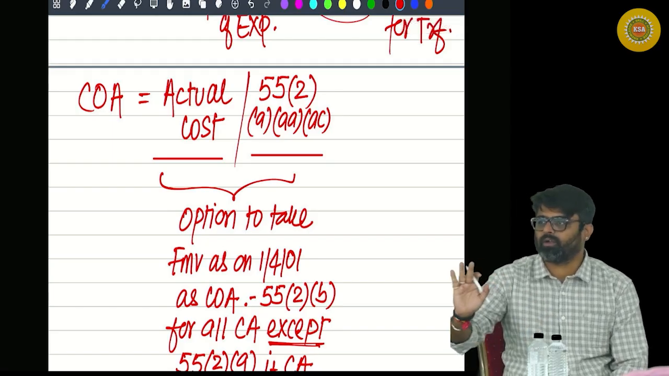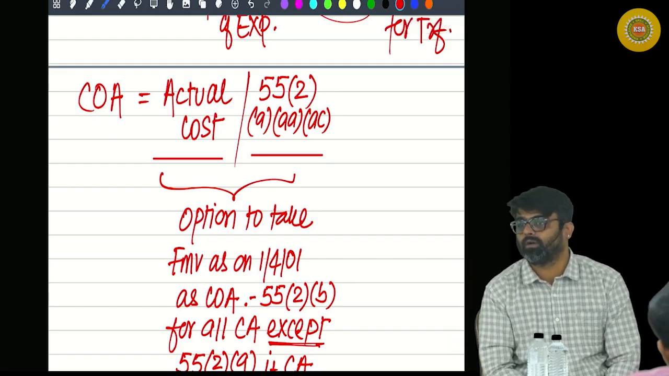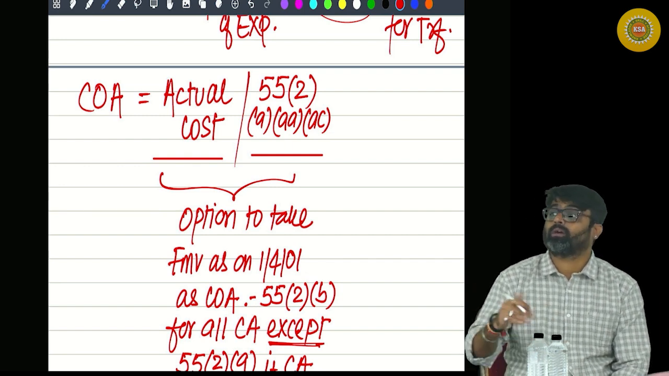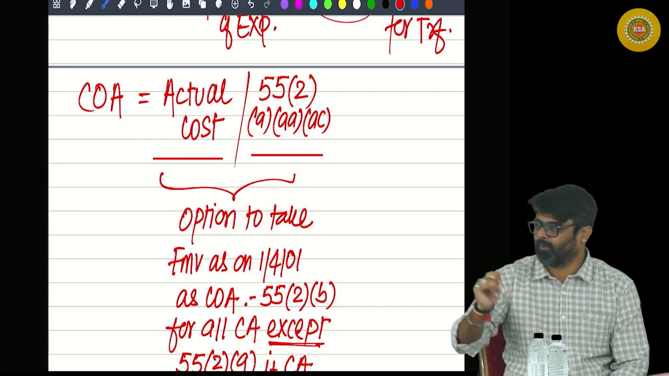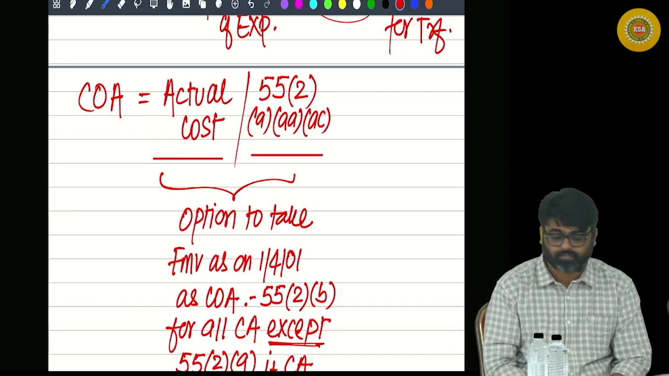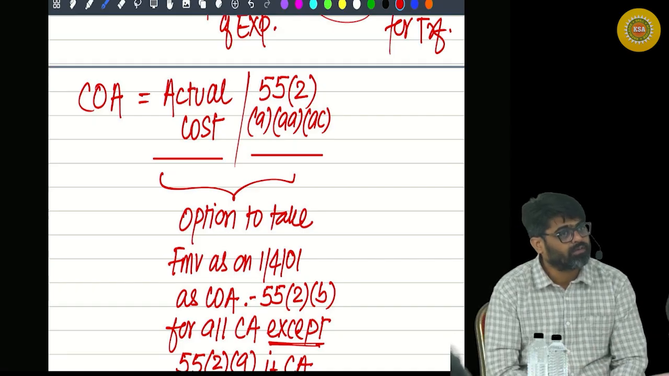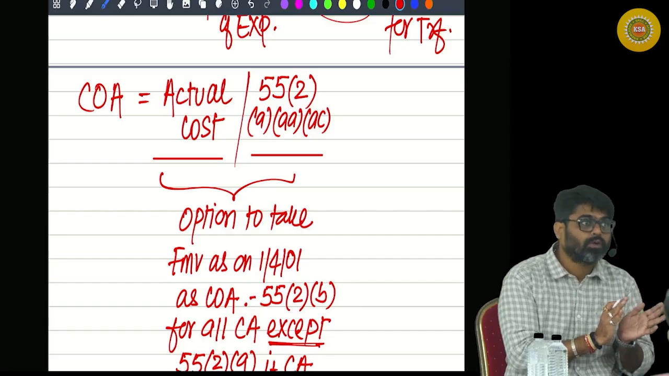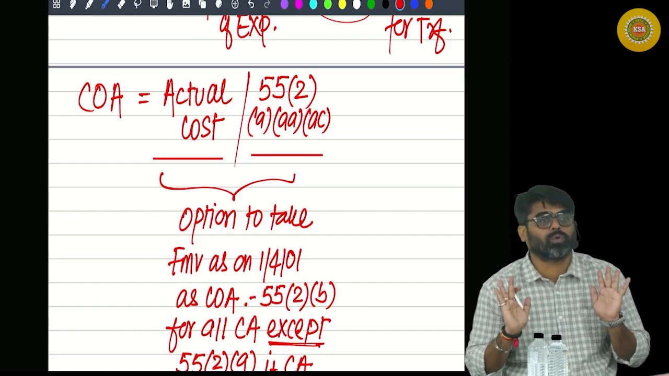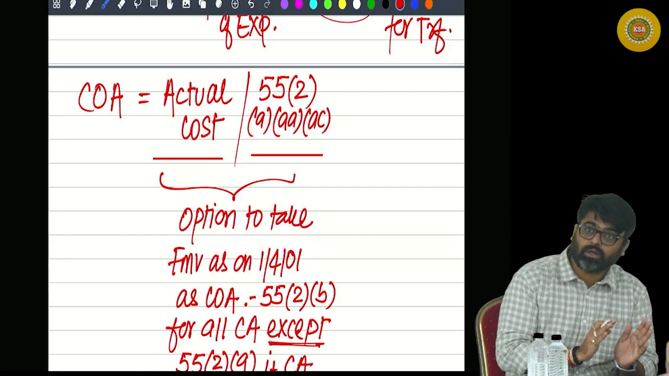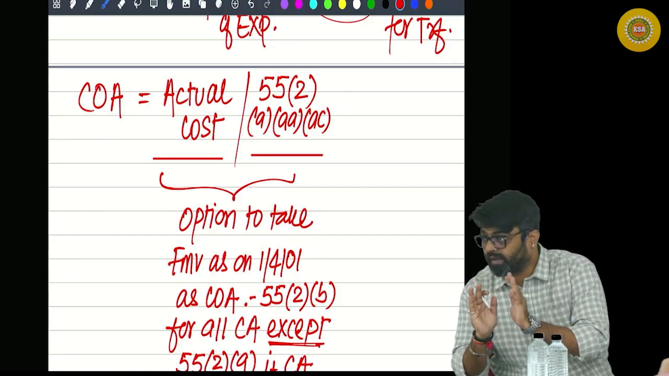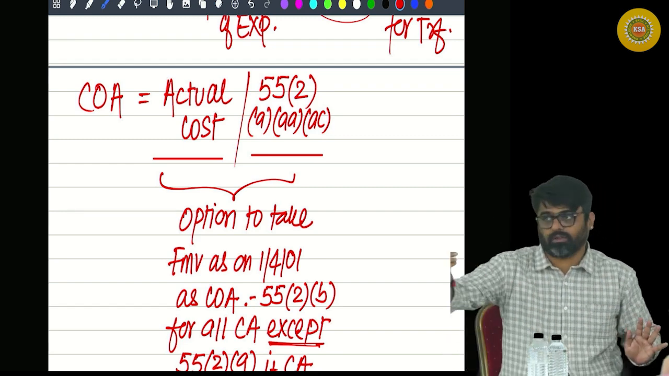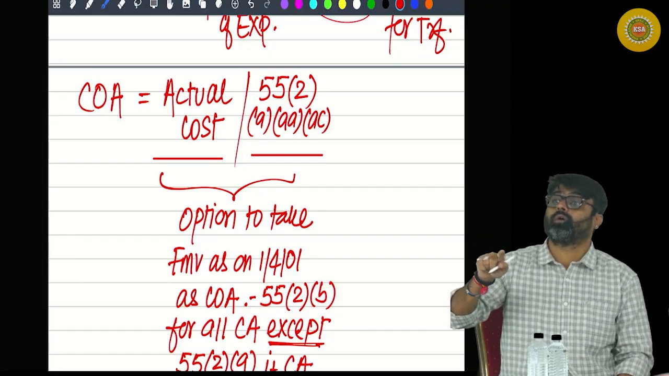What did I say? What will you take as cost? For some assets, 55 to A, intangibles. For some assets, 55 to double A, shares, etc. For some assets, 55 to AC, listed equity shares. For all other assets? So whether you are taking actual cost or cost as per 55 to, this will be your cost of acquisition.